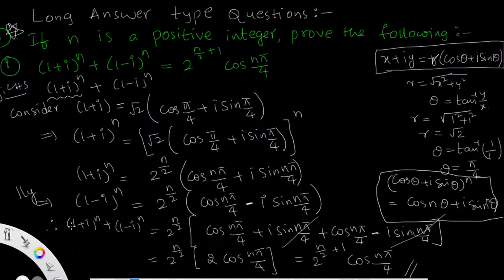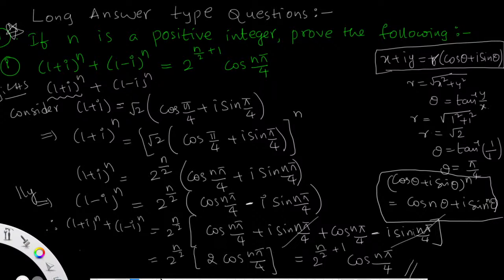Similarly, 1 minus i whole to the power of n. Both are the same, just replace plus with minus. So 2 to the power of n by 2 into cos n pi by 4 minus i sin n pi by 4. Then in the LHS part, we can take 2 to the power of n by 2 as common. This term will be added in between, so the sine terms will be cancelled. Cos n pi by 4 plus cos n pi by 4 is 2 cos n pi by 4.